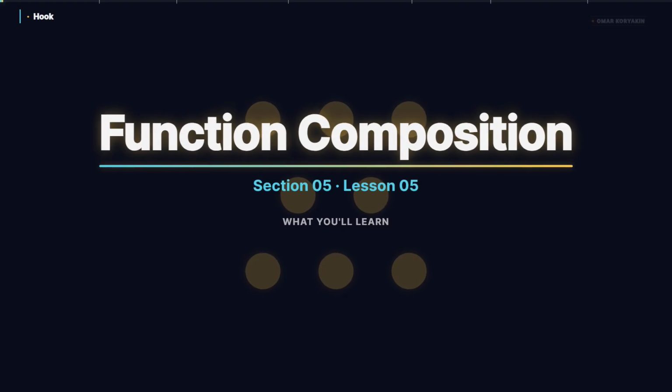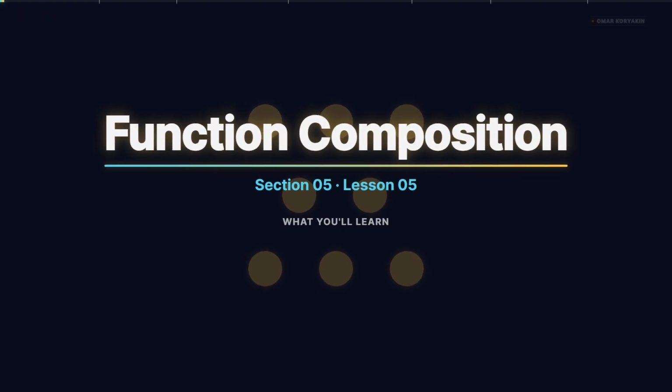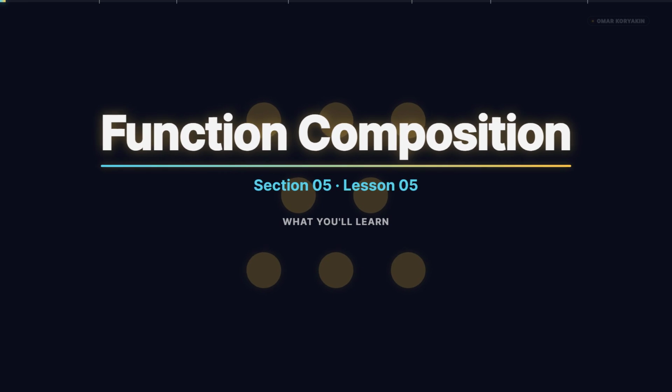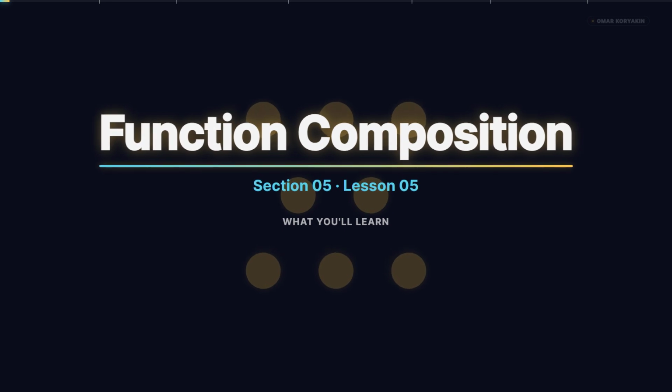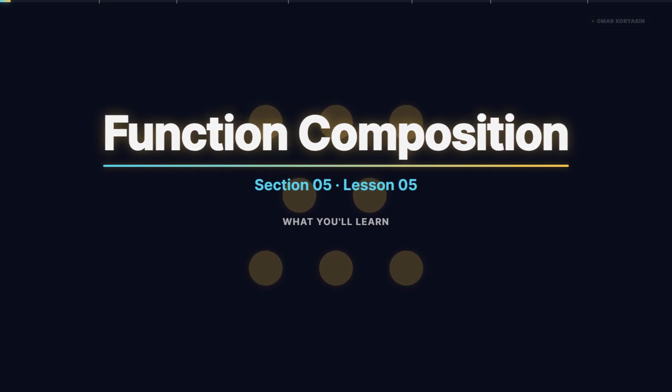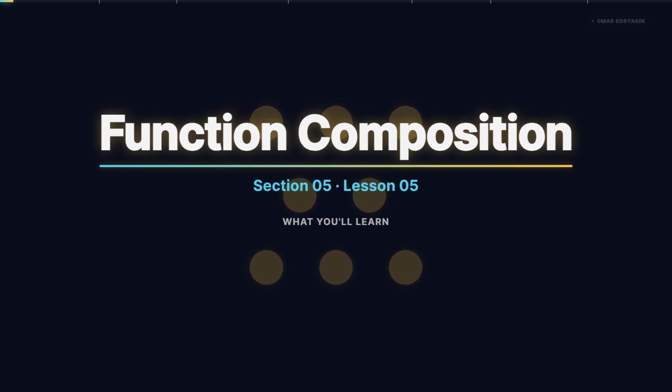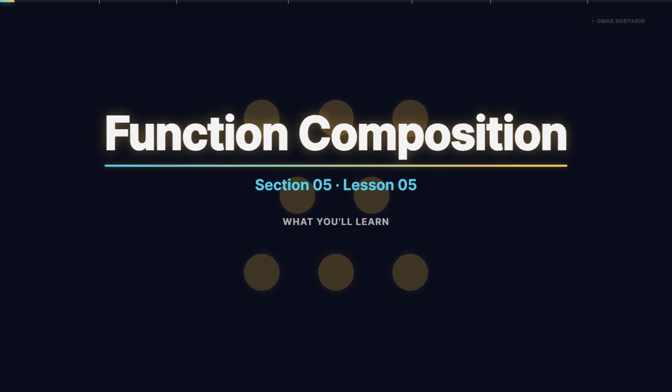Welcome to Section 5, Lesson 5. In the previous 4 lessons, we defined functions, learned function notation, identified domains and ranges, and revisited linear functions through the function lens. Today, we add the operation that combines 2 existing functions into a new one: function composition.